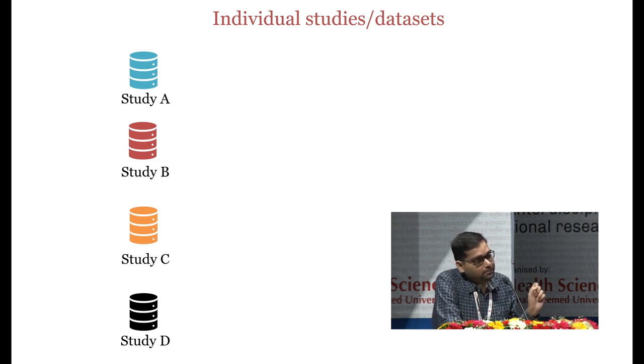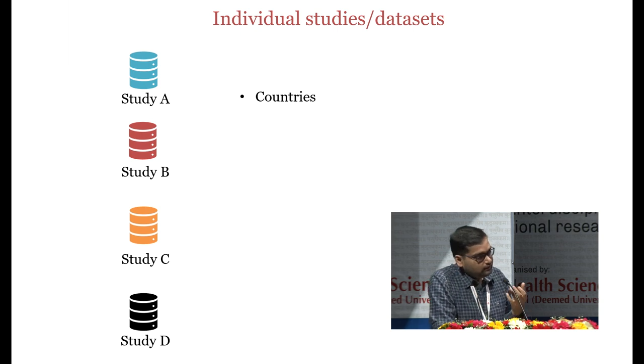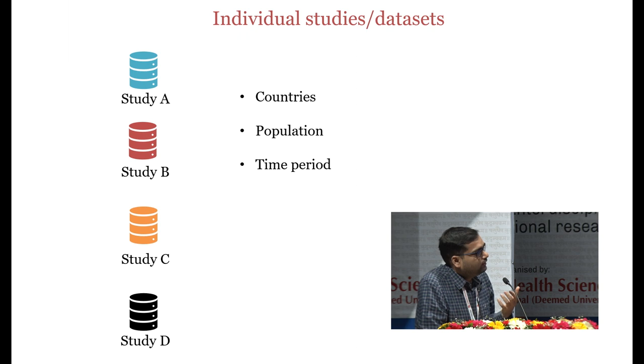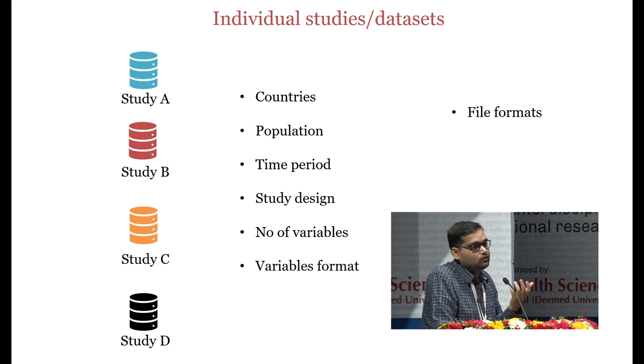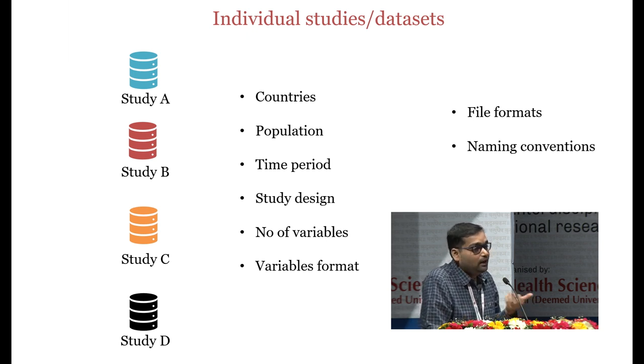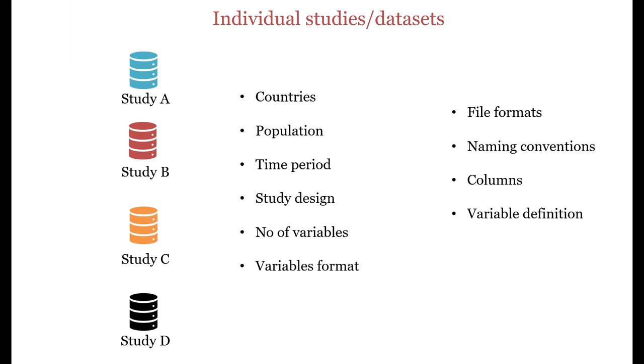Second, if we have multiple data sets which capture the same piece of information, there might be some differences within each data set and how these are related to each other. These differences can be in terms of the place where the data has been collected, the population involved, the age group, the time period, the study design, the number of variables, the format in which these variables have been collected, the file format, which someone who is into research will ultimately realize is also very important. Then we have naming conventions, the columns, and the exact variable definitions that have been used. Now, these 4 data sets might be on the same outcome, but because of these differences, we can't straight away combine them together to get a big data set.